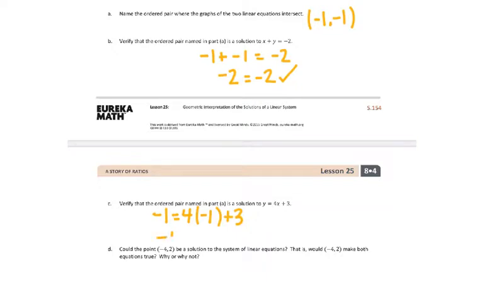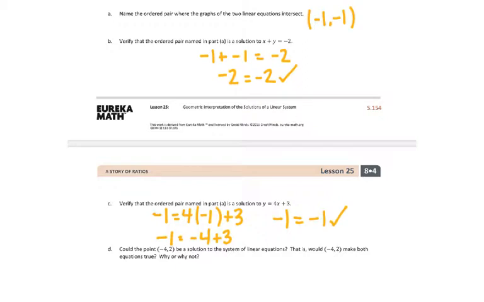So now I have -1 equals -4 plus 3. And what I know is that -4 plus 3 is -1. So -1 equals -1. And that is indeed, -1, -1 is a solution to the equation y equals 4x plus 3. So we can confidently say that -1, -1 is a solution to our linear system.